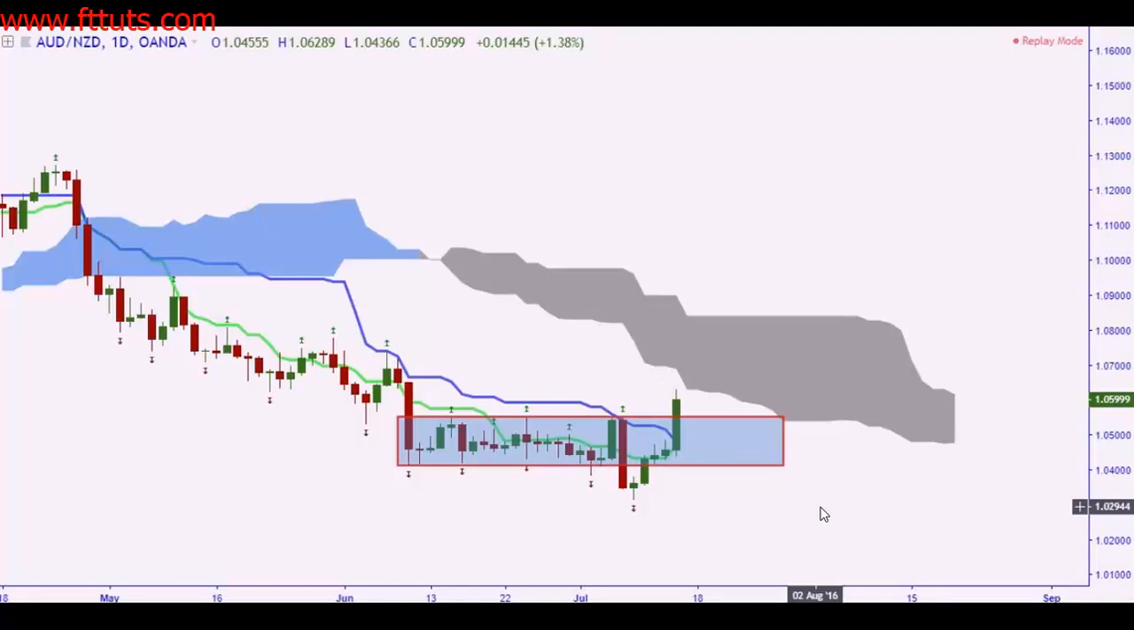So let's look at one more first fractal break, and then we'll move on to the greatest trade in the world.